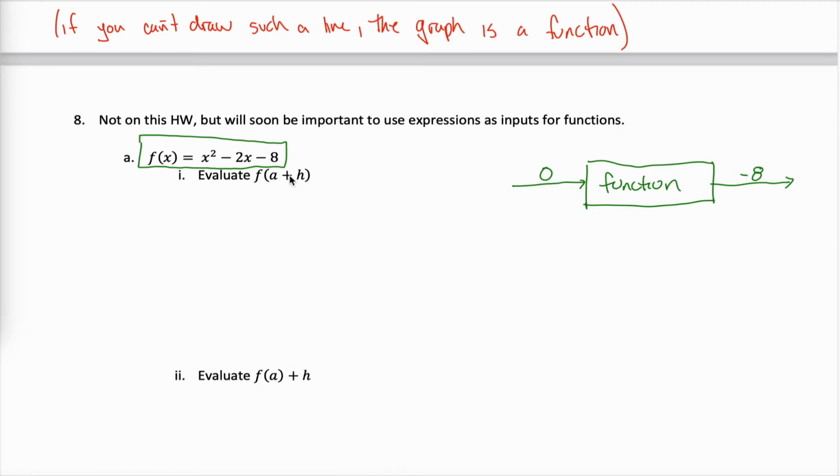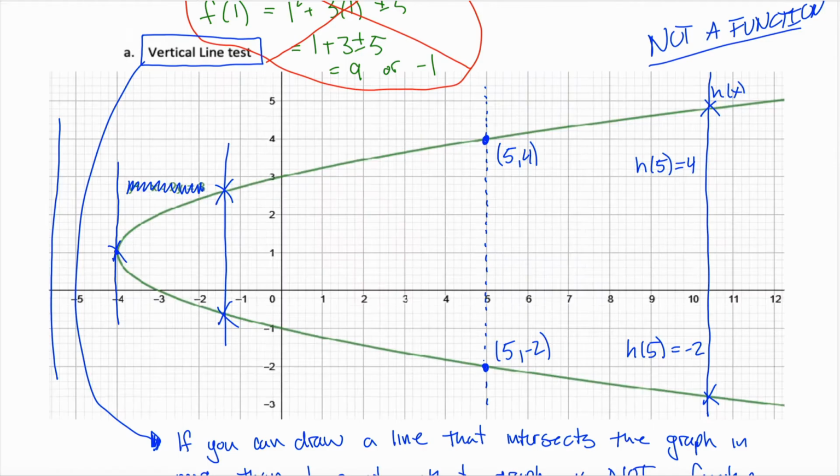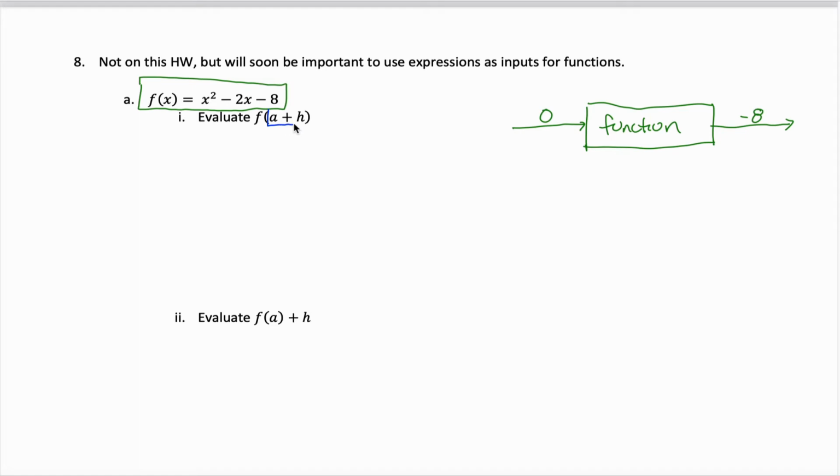What this is asking me to do is, instead of putting 0 into this machine, put a plus h into this machine. How do I know I'm putting a plus h into the machine? Because the thing inside these parentheses, the x in this case, represents the input into this machine. So just like earlier, when I changed that thing into a number like 0 or 2 or -5, I was giving you the input as 0 or 2 or -5. Down here, when I change that thing into a plus h, I'm telling you that the input is a plus h.